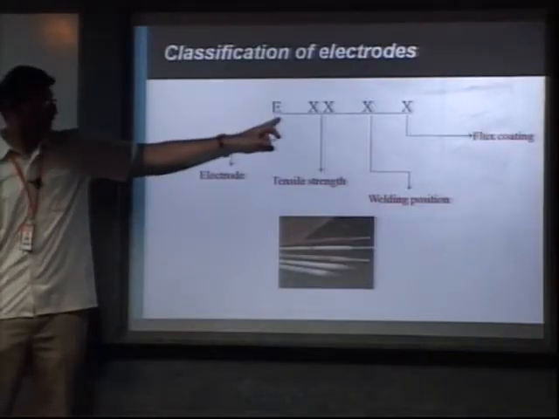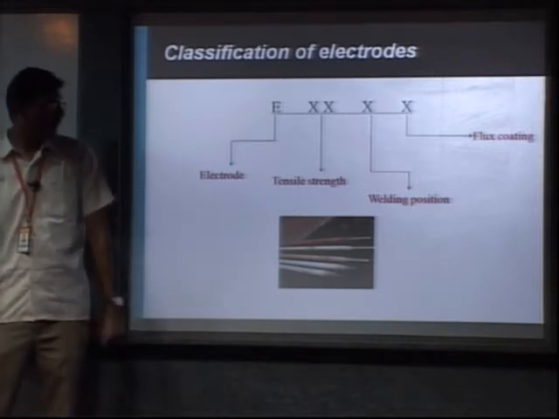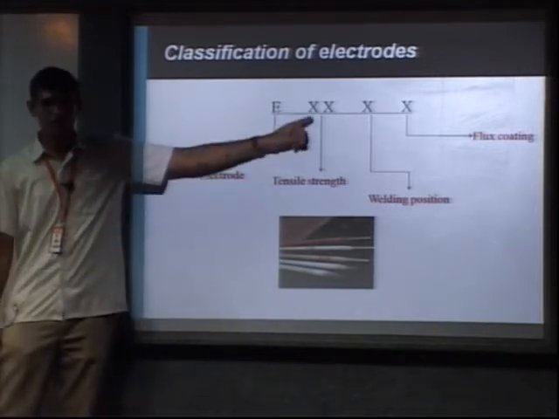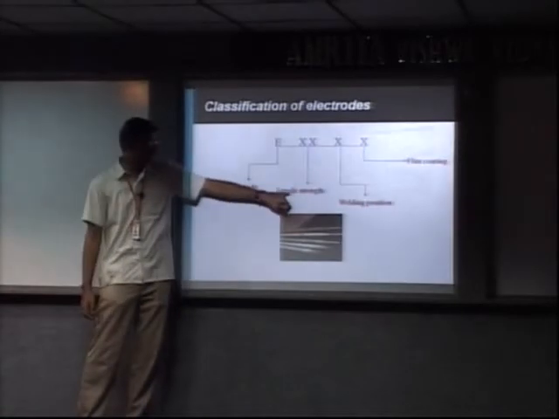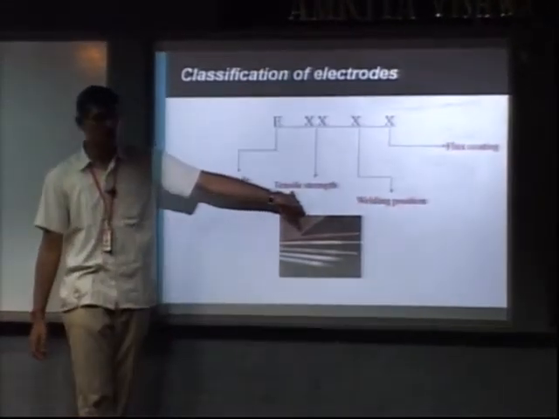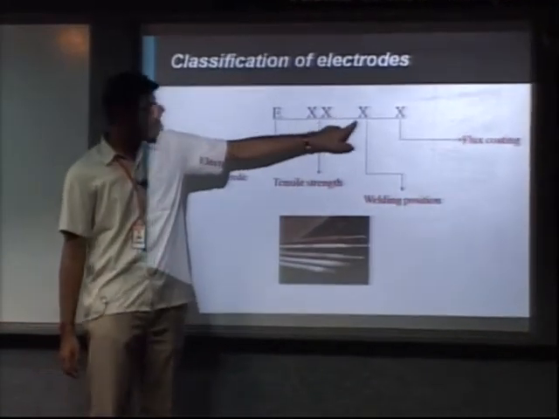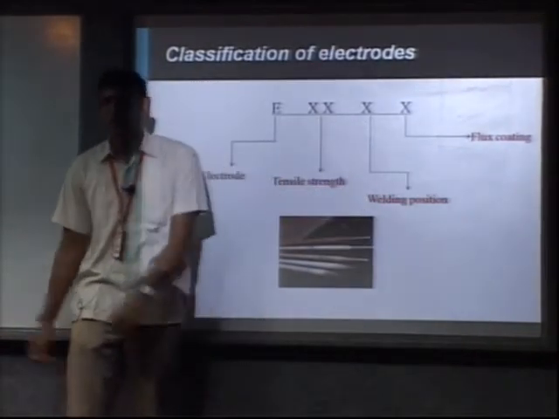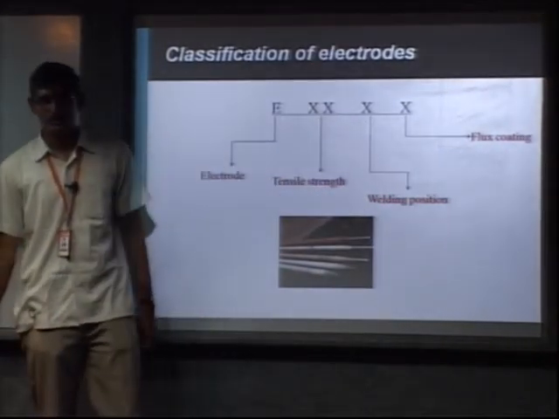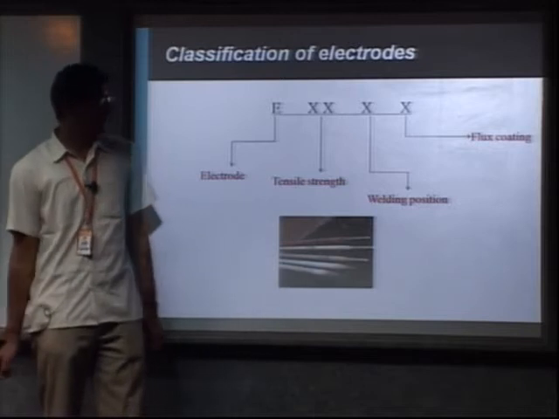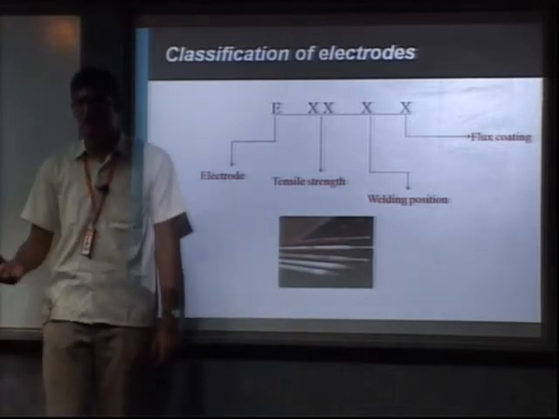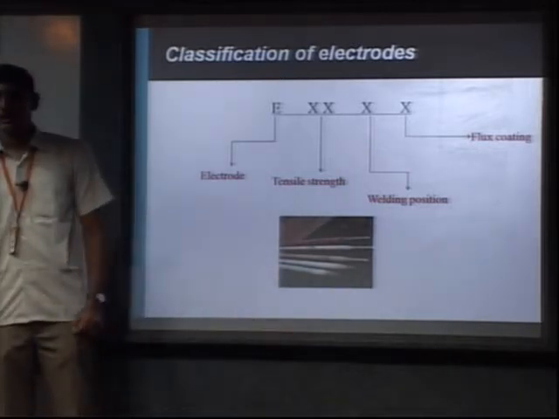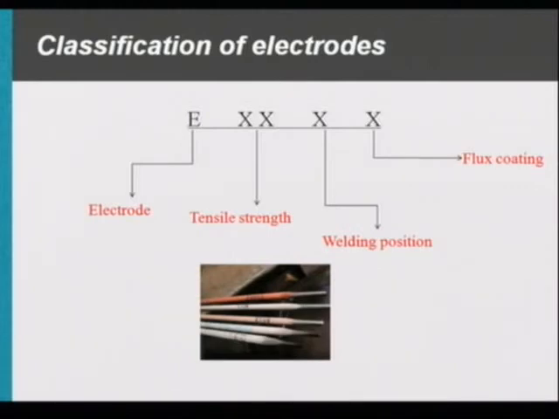So the first E stands for your electrode, and the second and third numbers stand for your tensile strength, which is measured in megapascals. The fourth one is your welding position, where you are going to weld the metal, and the last one indicates your flux coating, that is, the chemical region that surrounds your electrode.